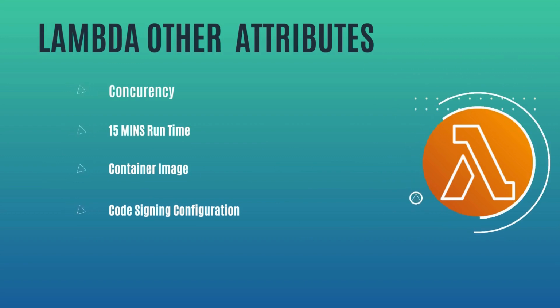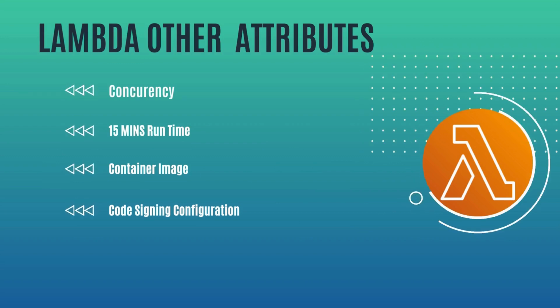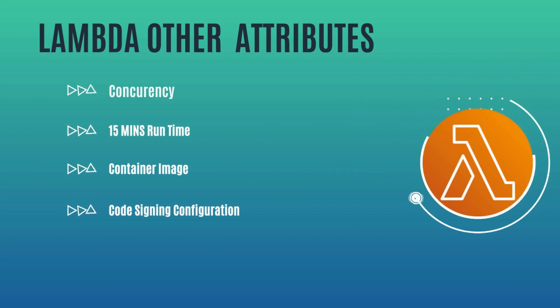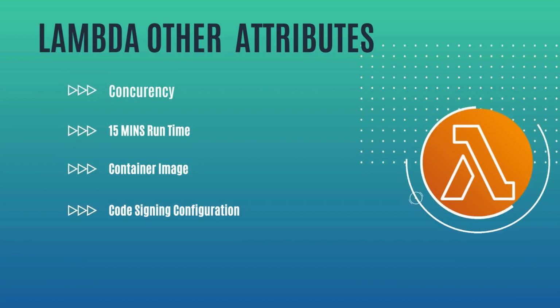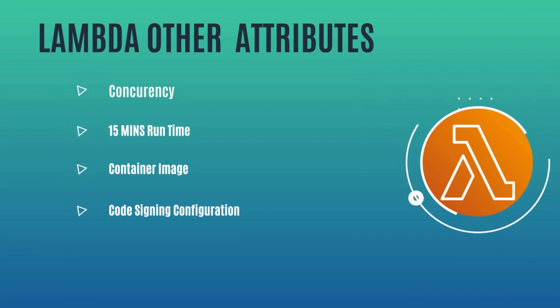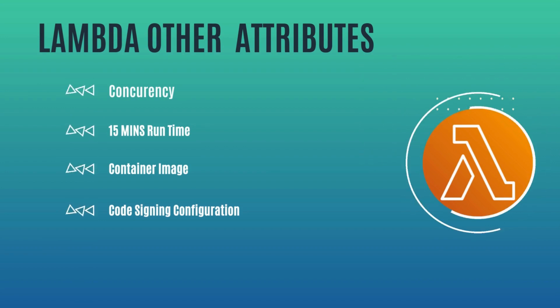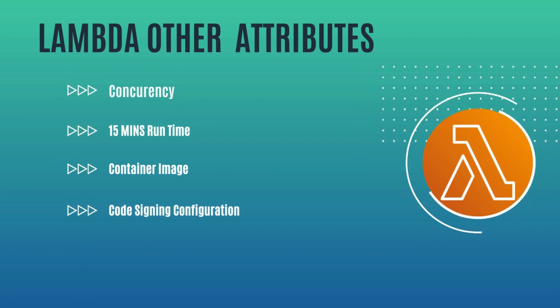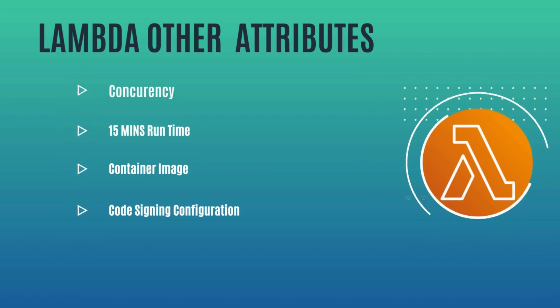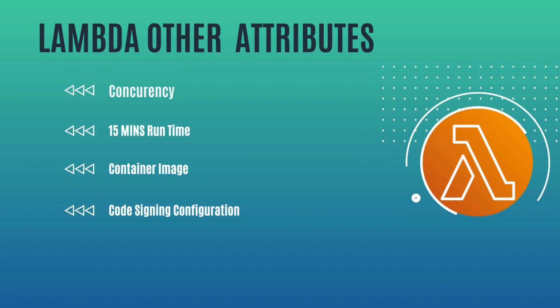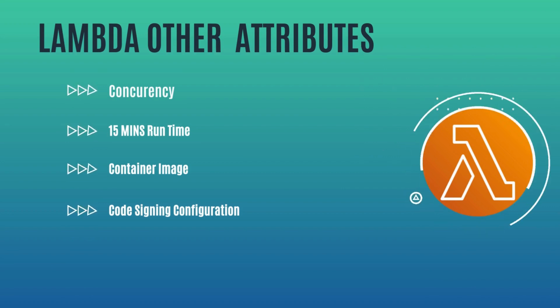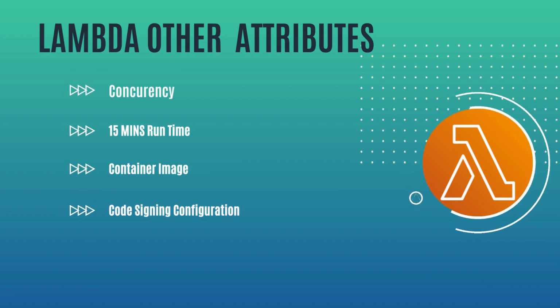These are a few other attributes of AWS Lambda. Concurrency: for example, your Lambda function is already executing and another event triggers your Lambda function a second time. So you can run a single Lambda function multiple times in parallel. All the runs can happen concurrently, which makes Lambda more versatile.